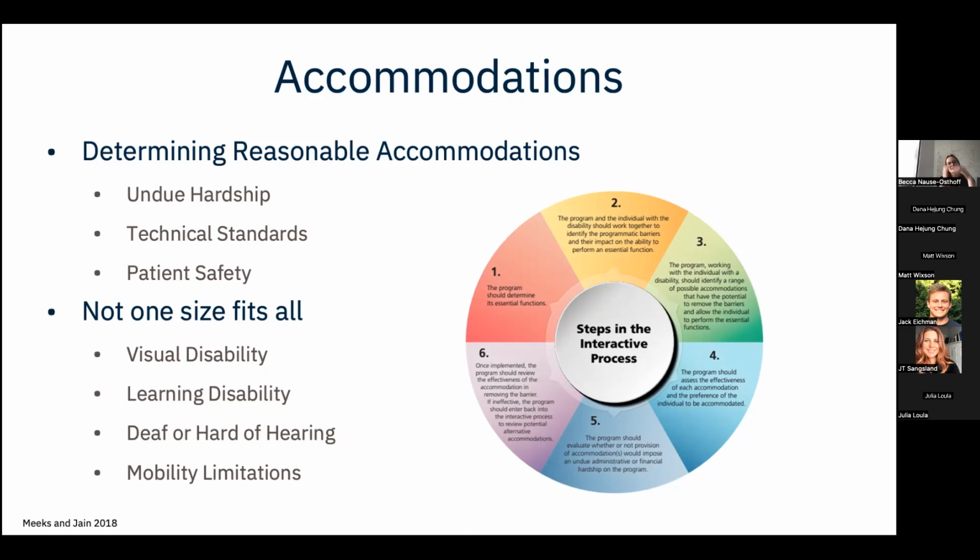And I also think that at this point, it's probably pretty obvious that not one size fits all. And that's the other reason why disability specialists need to be involved. Disability services need to be involved in the accommodation process. So somebody who has a visual disability is probably going to have different accommodations than somebody who has a learning disability, than somebody who's deaf, hard of hearing, or somebody who has mobility limitations. And even within any of these areas, there's a huge spectrum of severity or how impacted you are, which may also affect the accommodations.